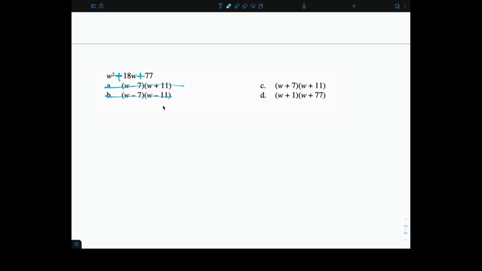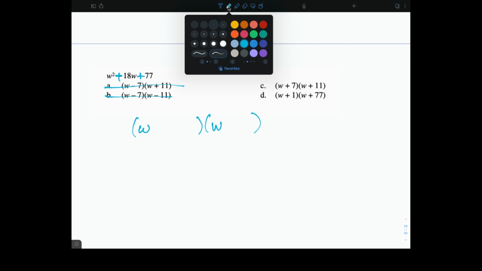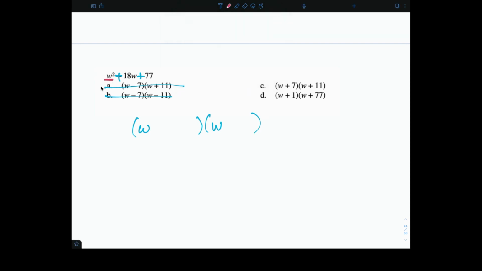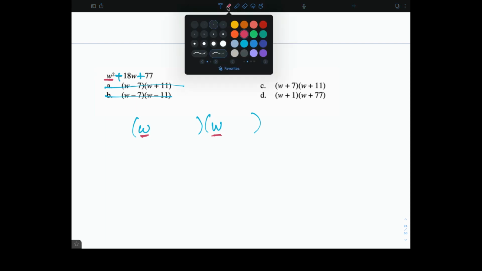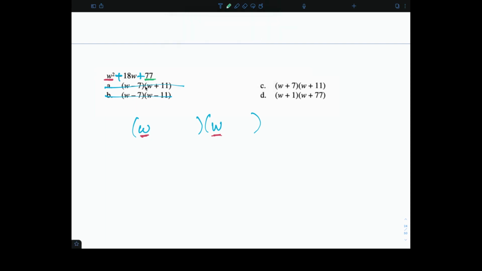How do we do this if we want to do it by hand, though? What you want to do is draw two sets of parentheses, and you'll see me put W and W in front, because what I want first to occur is that I figure out what times what is W squared. Well, clearly W and W times W is the only way to get to W squared. Then you go to the back term, and we look at 77, and I say, what times what is 77? Well, that's going to be 11 and 7.